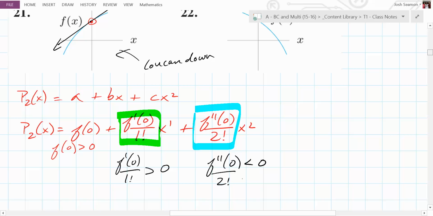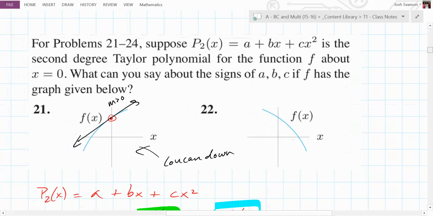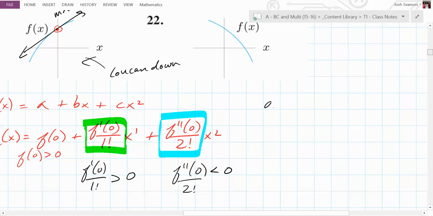So over 2 factorial is still less than 0. So it's saying, what can you say about them? Well, you can say that A is greater than 0. You can say B is greater than 0. And you can say C is less than 0.